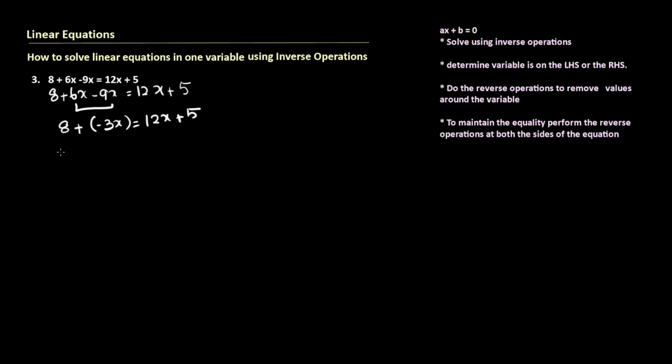Now let's look at our left hand side. We have 8 plus minus 3x. So what we are going to do is eliminate this 8 by subtracting 8 from both sides of the equation.